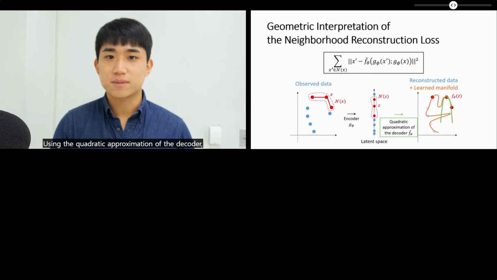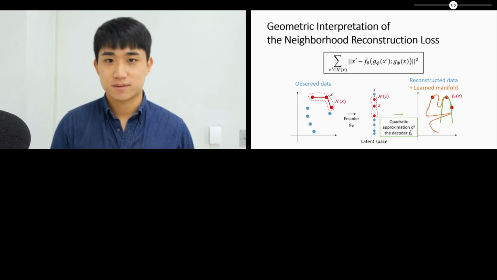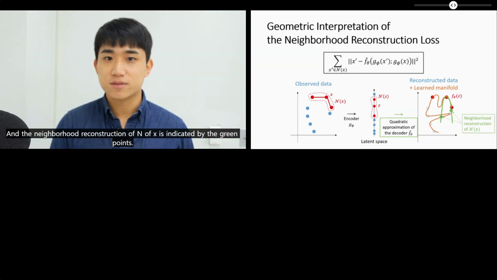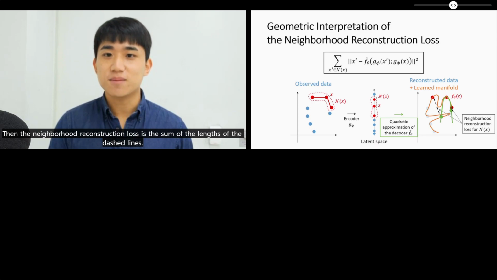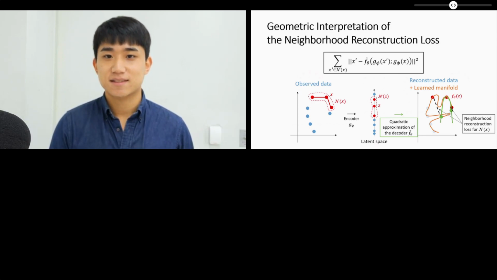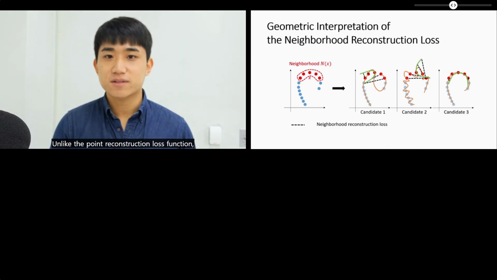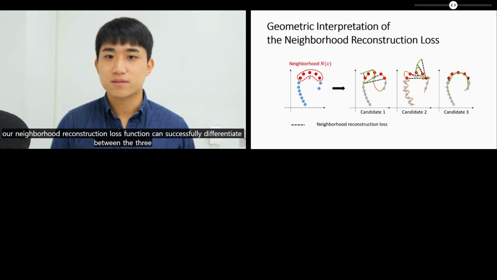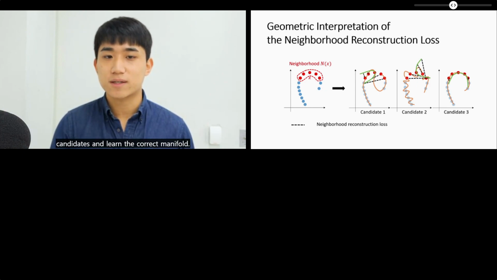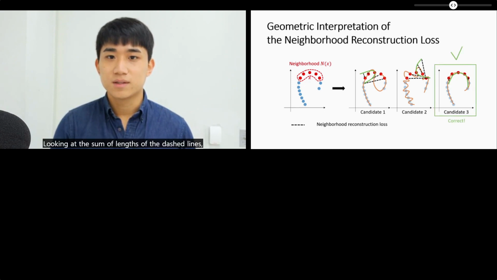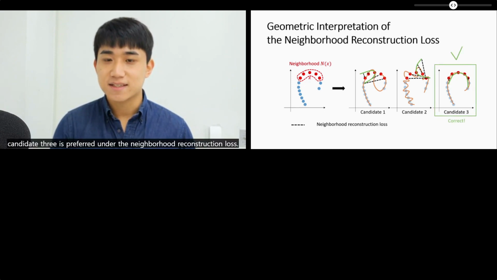Using the quadratic approximation of the decoder, the image of the approximated decoder looks like the green curve. And the neighborhood reconstruction of N of x is indicated by the green points. Then the neighborhood reconstruction loss is the sum of the lengths of the dashed lines. Unlike the point reconstruction loss function, our neighborhood reconstruction loss function can successfully differentiate between the three candidates and learn the correct manifold. Looking at the sum of lengths of the dashed lines, candidate 3 is preferred under the neighborhood reconstruction loss.